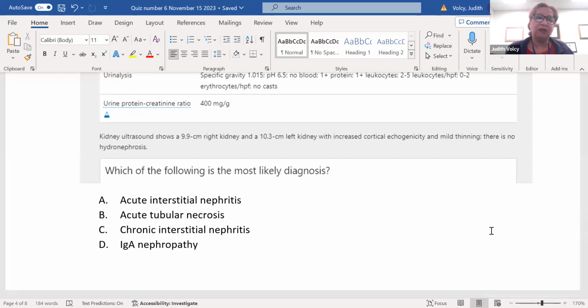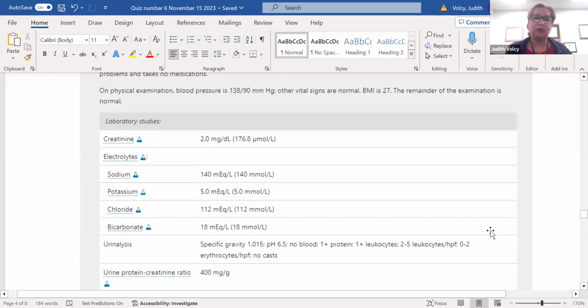What is his diagnosis? Is it acute interstitial nephritis, acute tubular necrosis, chronic interstitial nephritis, or IgA nephropathy?